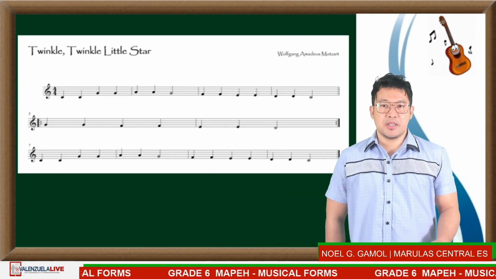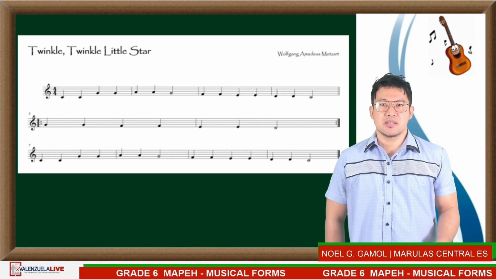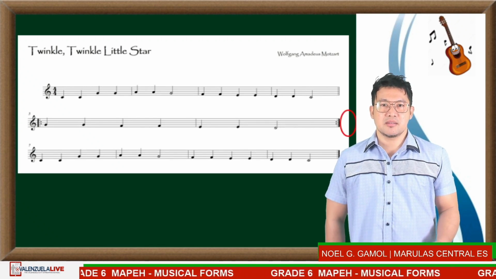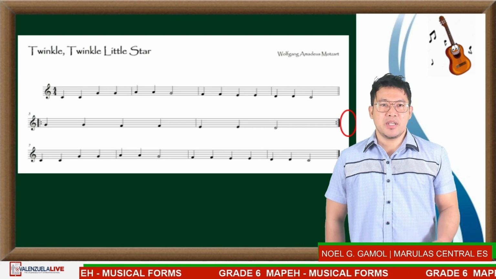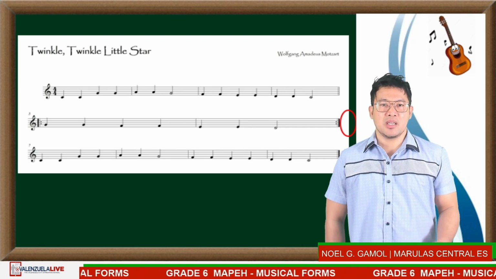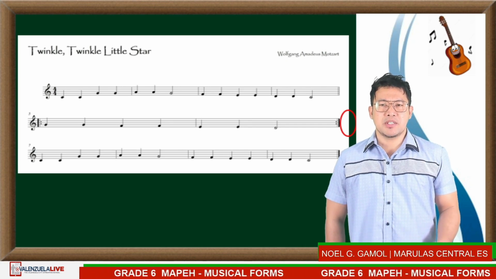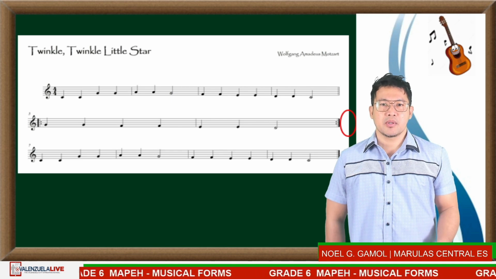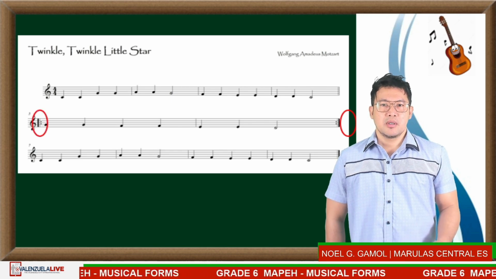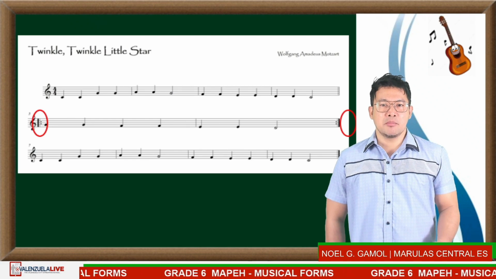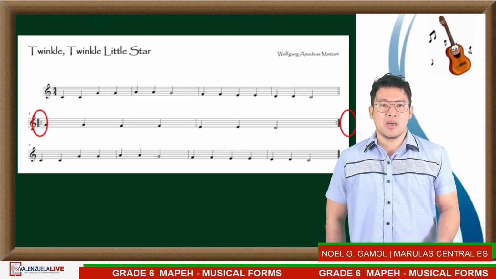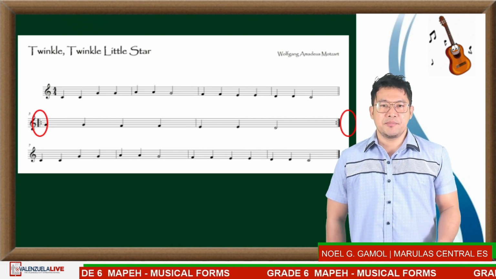Have you seen the repetition from bar 5 and 6? The backward repeat sign on bar 6 indicates that we are going back to a specific bar. The forward repeat sign on bar 5 indicates the bar where we are going to start the repeat.